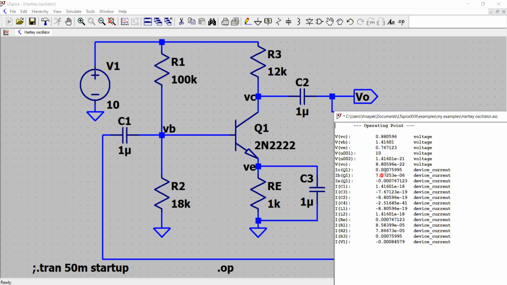Okay, and then look at this current. The collector current is about 0.7 milliampere. The base current is 7 microampere.